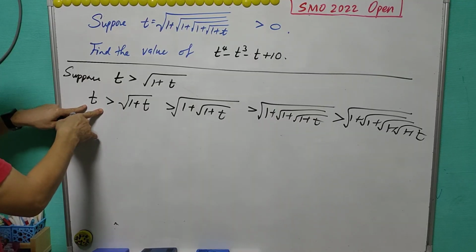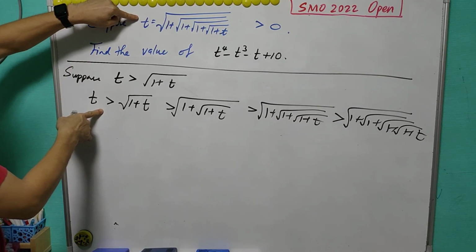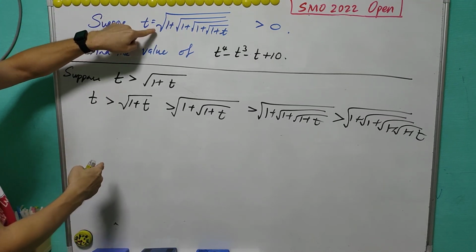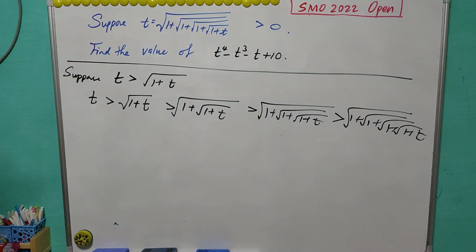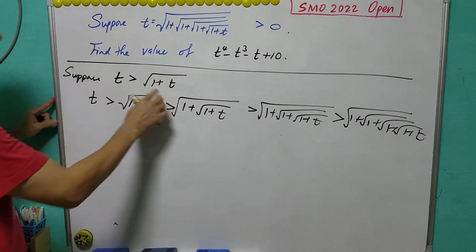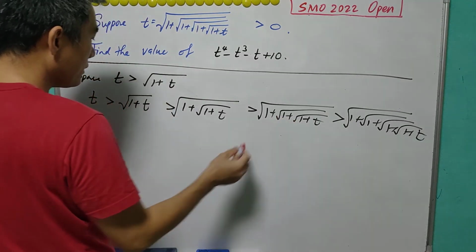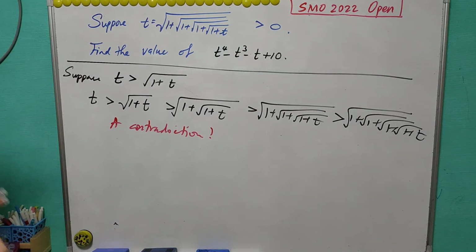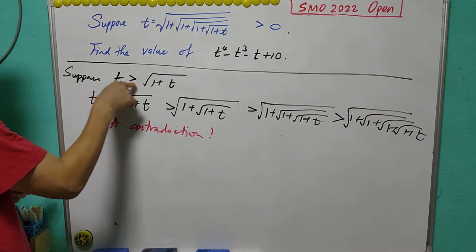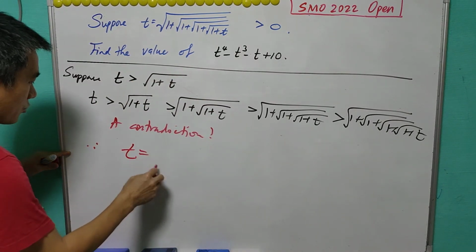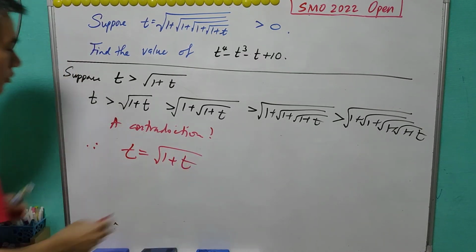We have a contradiction from the condition here, because what we need is t must be exactly equal to this expression. And therefore, the assumption t greater than the square root of 1 plus t is not true. This will be a contradiction. Likewise, the contradiction will arise again if t is less than the square root of 1 plus t. And therefore, we are left with one case, that is, t has to be exactly the square root of 1 plus t.